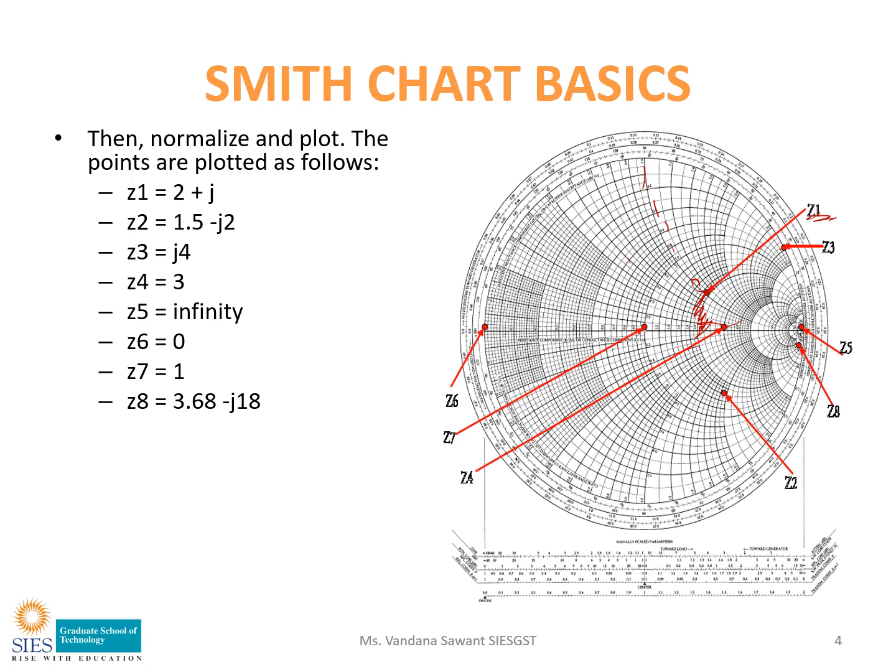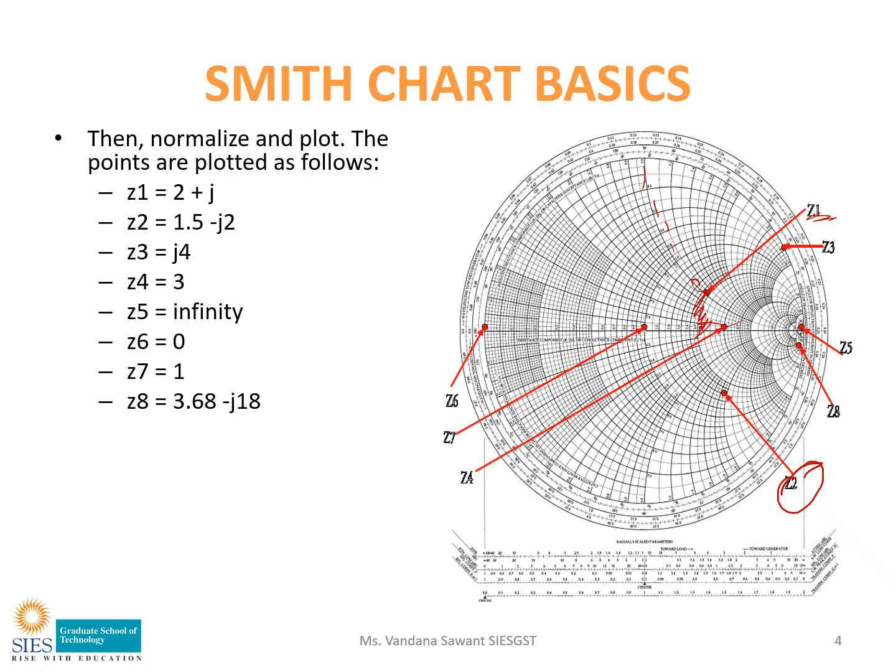Similarly, Z2 is 1.5 minus J2. First we need to find where 1.5 is, so we find the 1.5 circle. As it is minus J2, we need to come down on that circle, and here it is minus J2. On this we need to move in an upward direction. So the intersecting point will be Z2. In this way we need to locate Z2.